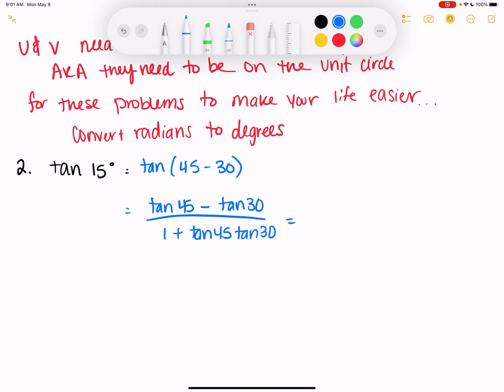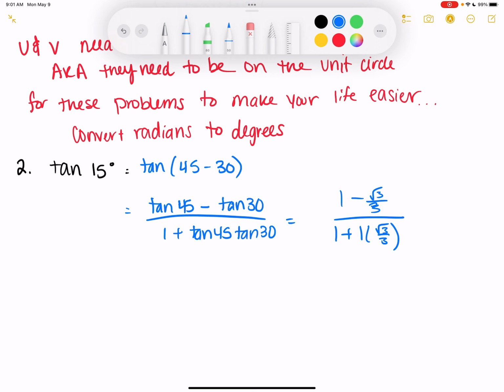So the tangent of 45 is what? 1. Minus tangent of 30? Ew. Square root of 3 over 3. All over 1 plus tangent of 45, which is 1, times tangent of 30, which is root 3 over 3. So then on the top, I need to get a common denominator. So it's 3 over 3.